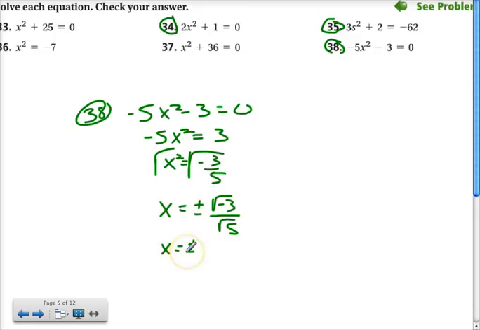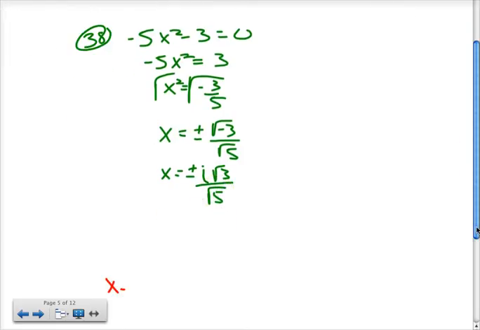Well, I can do a little bit on the top there. I can take out the square root of negative 1, that's I. So I, square roots of 3 over the square root of 5. And now the next part again is rationalizing that denominator. So I'm going to multiply my numerator and my denominator by the square root of 5. So x will equal plus or minus I, and then the square root of 3 times the square root of 5 is the square root of 15, over, and then we have the square root of 5 times the square root of 5, which is the square root of 25, which is 5.